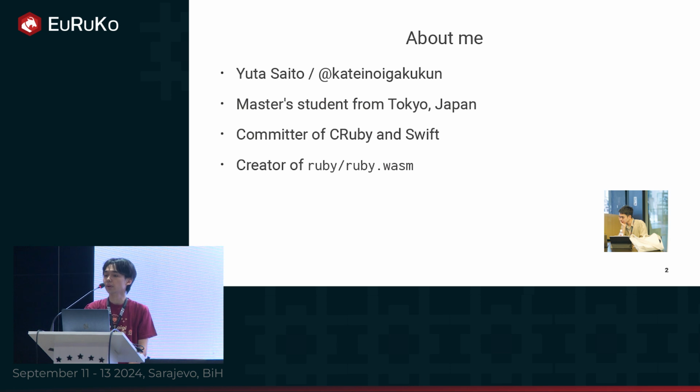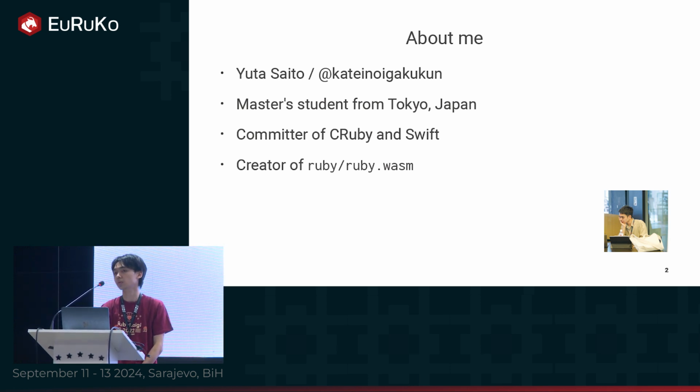So let me briefly introduce myself. I'm Yuta Saito, a master's student from Tokyo, Japan. I'm committed to CRuby and Swift, working on WebAssembly support for both languages, mainly working on the back-end stuff in the compiler and toolchain. I'm also the creator of the Ruby.wasm project. Have you ever heard of the project? Raise your hands. Oh, nice.